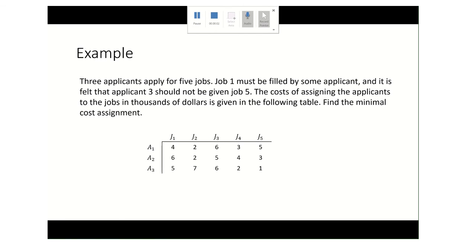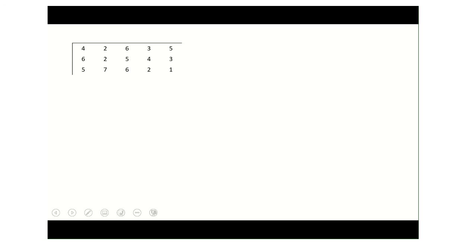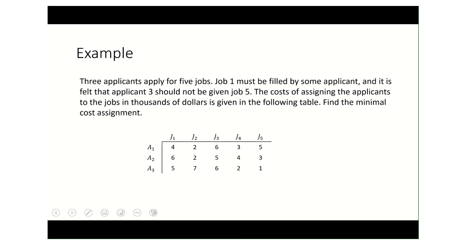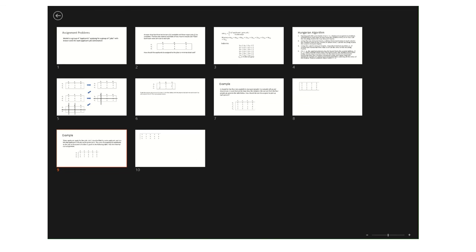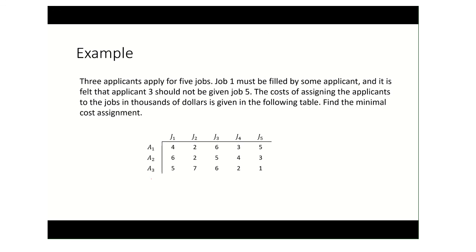So as a final example, let's look at one where we do need to balance it. So here we have 3 applicants applying for 5 jobs and a certain cost for each applicant being assigned to each job. So we do need to add 2 rows to balance it out. But now we have a couple of other considerations.